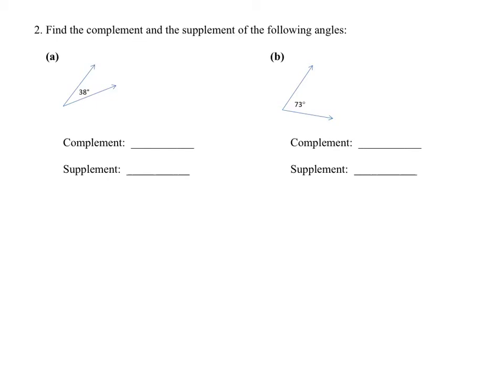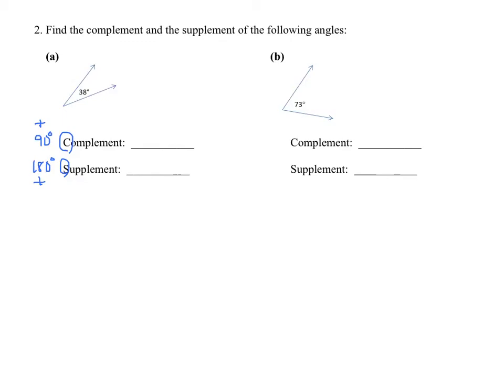Now we're going to do something called complementary and supplementary. Complementary angles are two angles that add up to 90 degrees. And you can remember that because C comes before S in the alphabet. So they have to add to 90, supplement adds to 180.